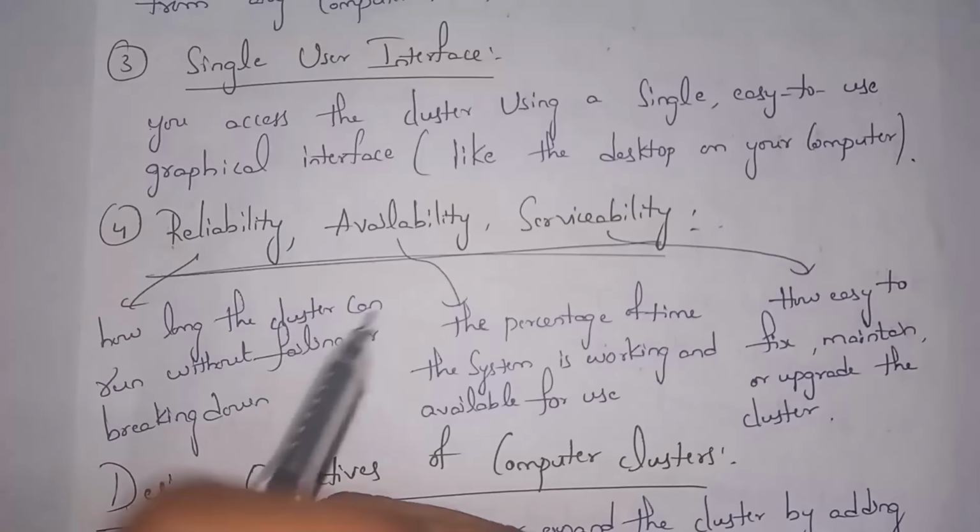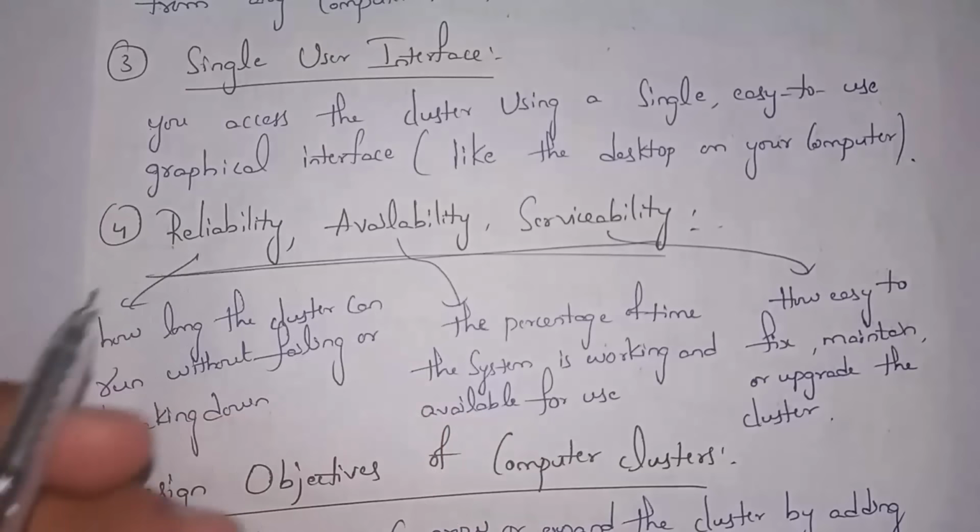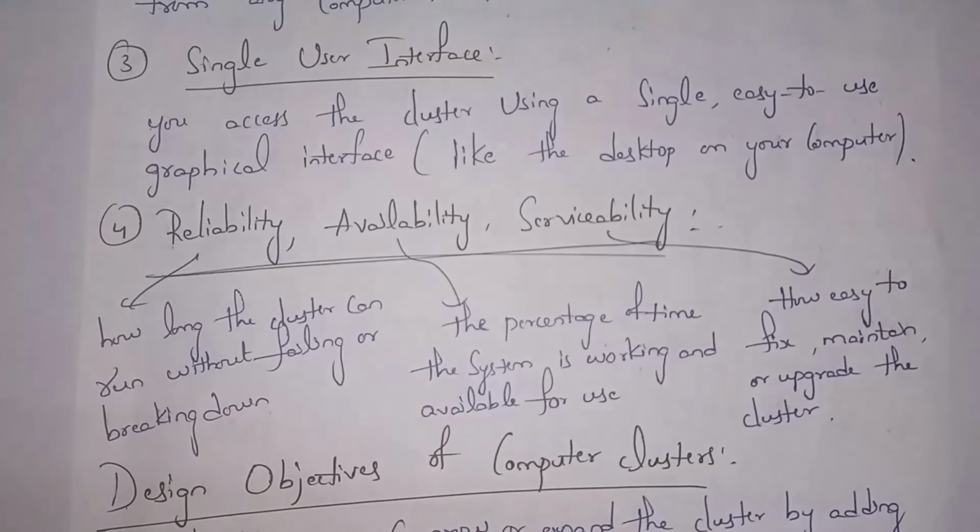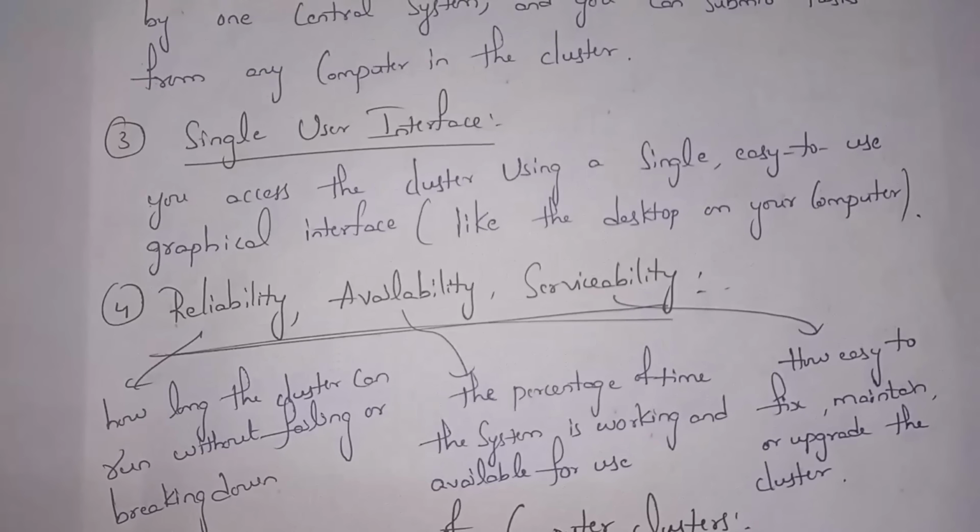For example, if we give any task, the system must be available. And the next one is serviceability. How easy is it to fix, maintain or upgrade the cluster? For example, if there is any problem like network issues, then we must be able to easily fix and upgrade the cluster. This is the meaning of serviceability. These are the principles of cluster computing.